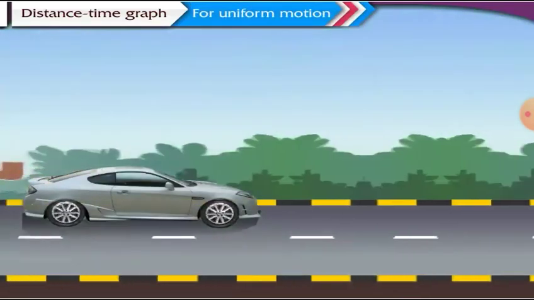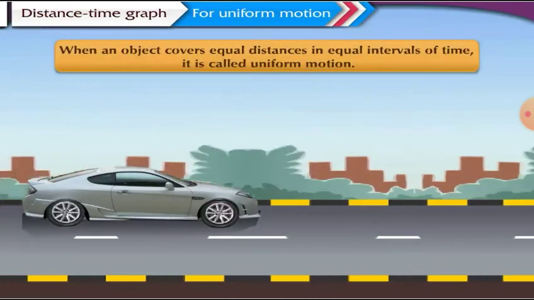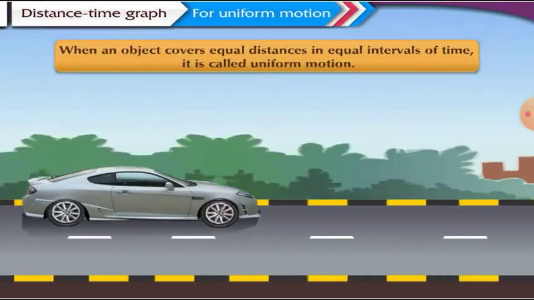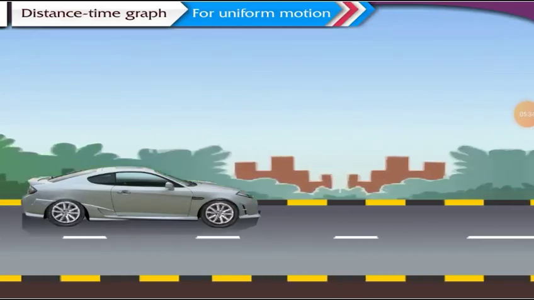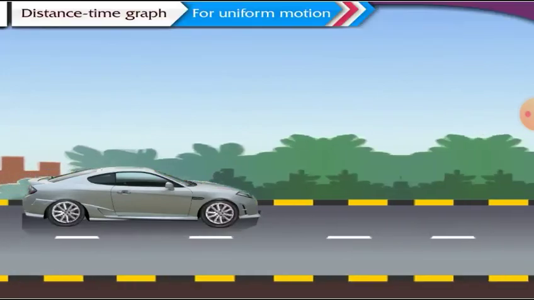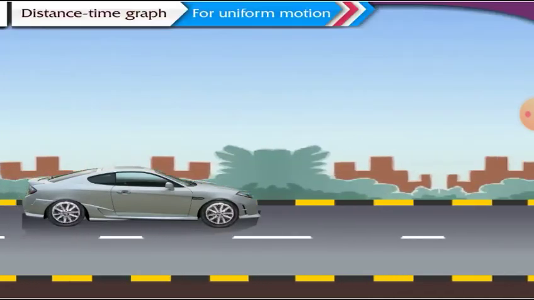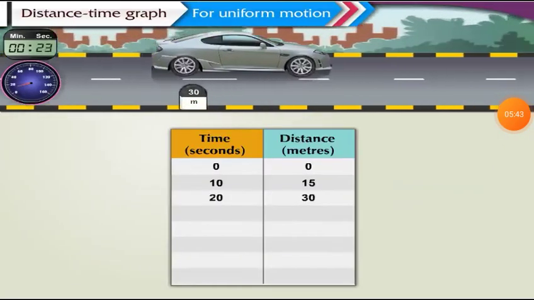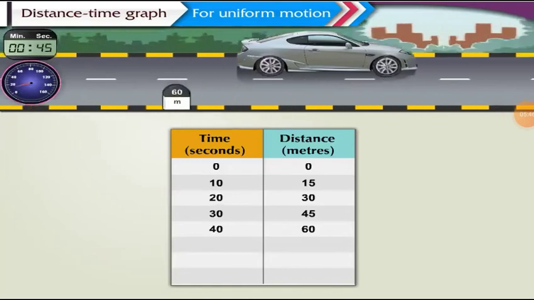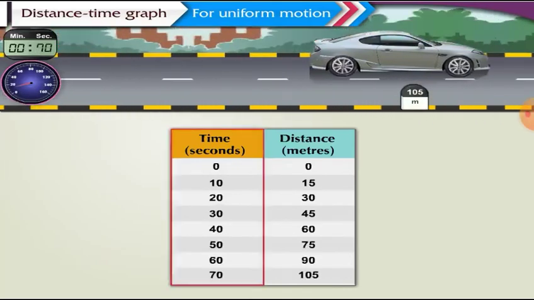Distance-time graph for uniform motion. We have studied that when an object covers equal distances in equal intervals of time, it is called uniform motion. Come, then let us now study the uniform motion along a straight line with the help of the distance-time graph. Distance is covered by a car in fixed intervals of time. The first column of this table shows the time in the unit second, while the second column shows distance in the unit meter.